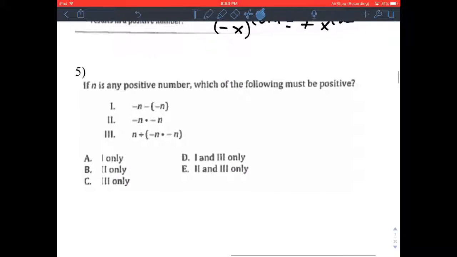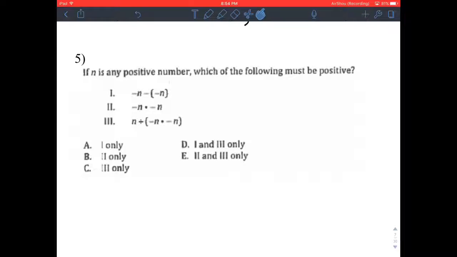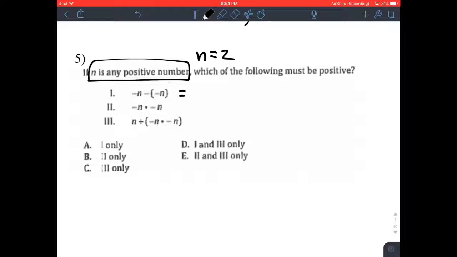All right, number 5. If n is any positive number, right there's our golden ticket. n is any positive number. I'm going to pick a positive number. I'm going to say n is 2. It's going to make this problem easy. Which of the following must be positive? So here we've got negative 2 minus negative 2. So that's going to be negative 2 plus 2, which is 0. Is that positive? It is not.